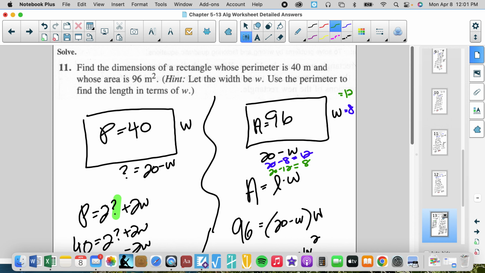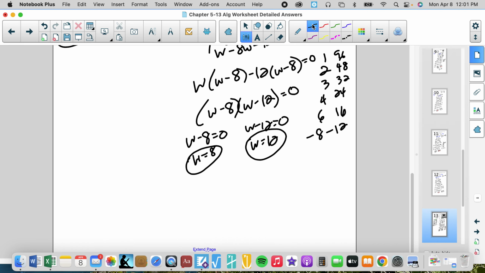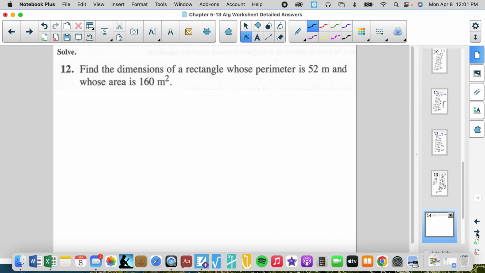Use the perimeter, find the dimensions, and we are in meters. So the answer, the dimensions, are going to be 8 meters by 12 meters. Or you could have said 12 meters by 8 meters. Doesn't matter. Nice. Find the dimensions of a rectangle whose perimeter is 52 and whose area is 160.